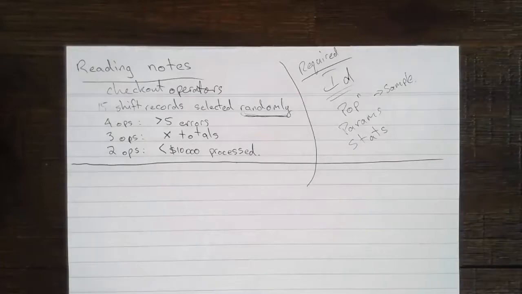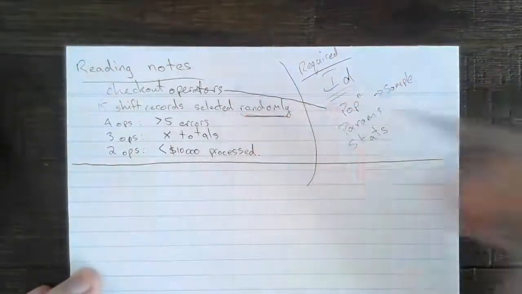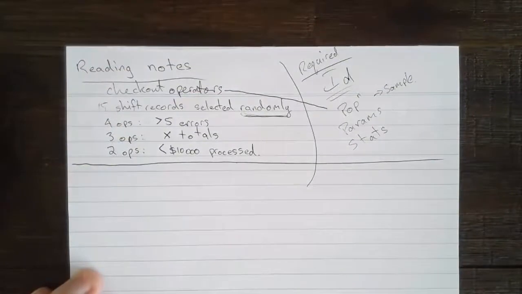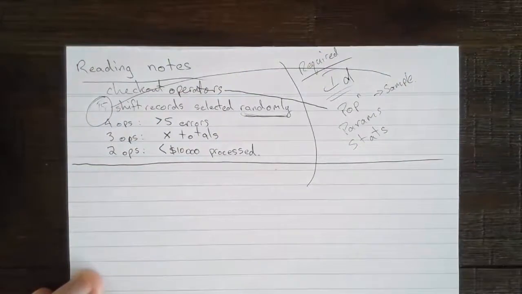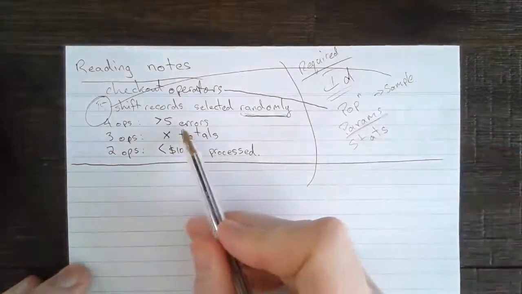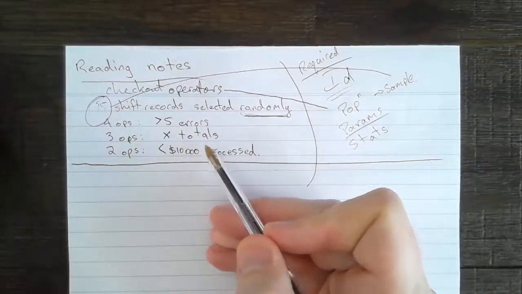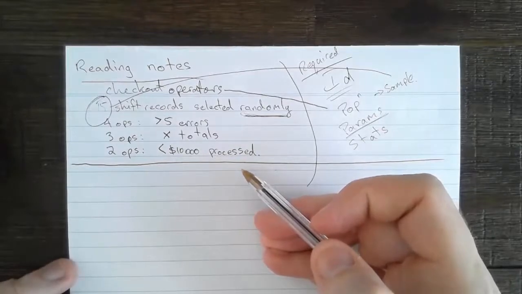Now really, all of this information is in the question, but by writing it down in these ways, I can start to join things up and figure out which parts of the question and its text I can use to answer my question. I might draw some links, for example, that the checkout operators probably forms the population in question. 15 of them, selected randomly, might be forming my sample. Some parameters, I might be talking about the number of errors made, or the total sales, or perhaps the amount of dollars that are processed in sales.